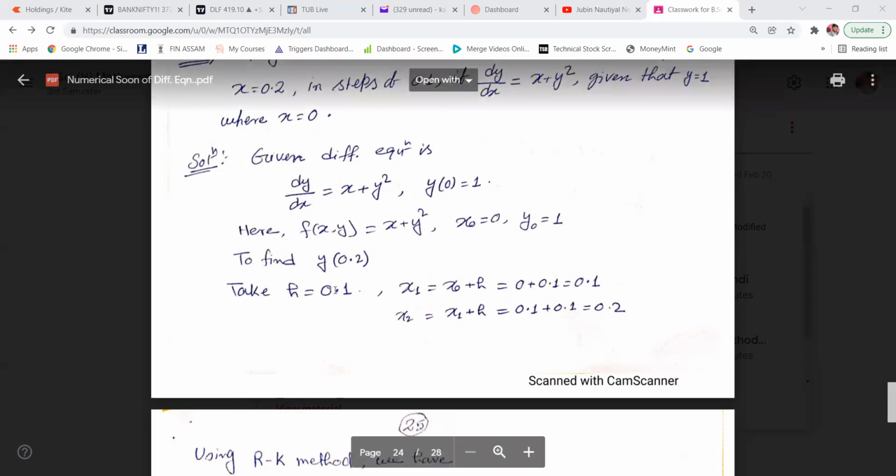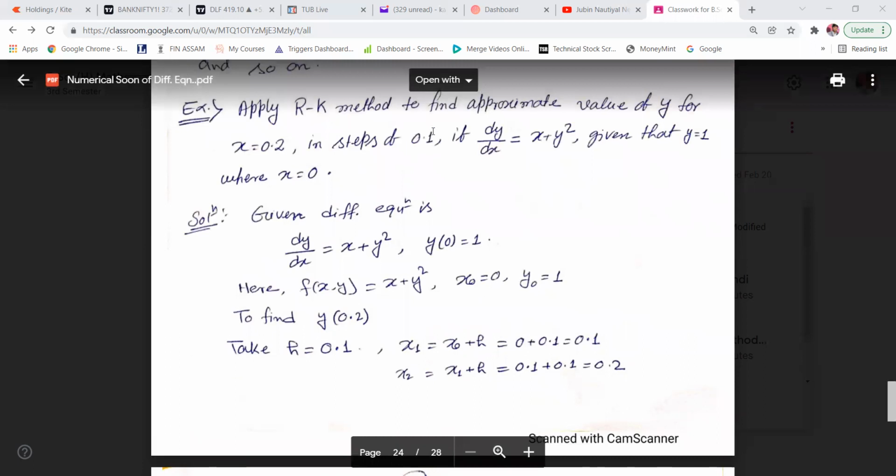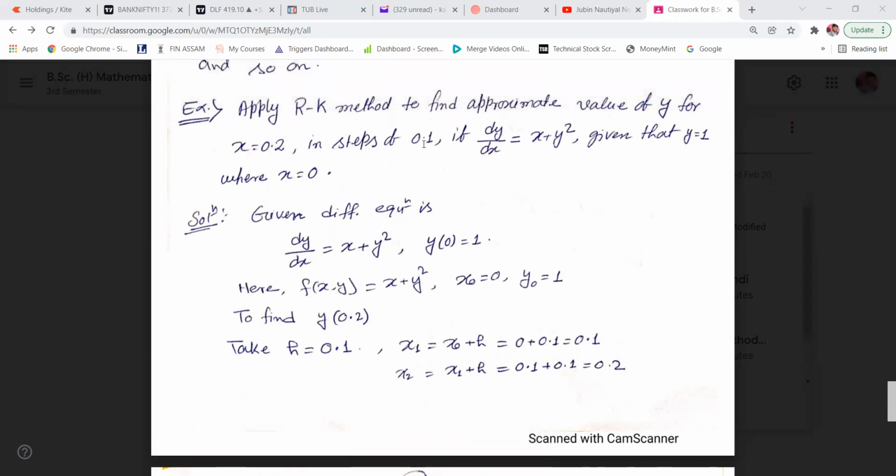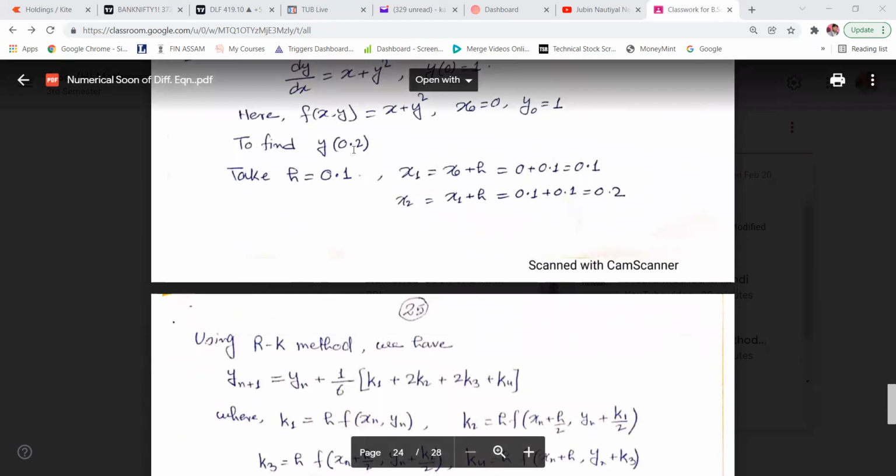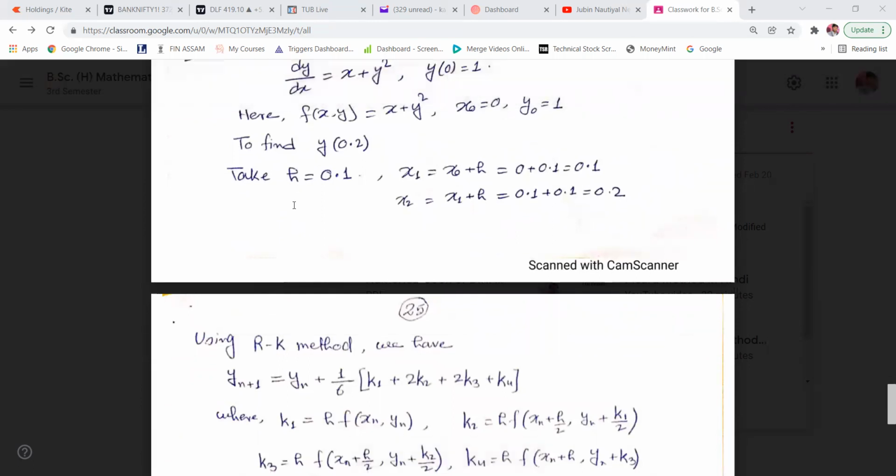Okay, so take h equal to 0.1, because in the problem it's already been given that you need to consider steps of 0.1. That means the value of h will be 0.1. So first you find at what points you need to find the value of x.